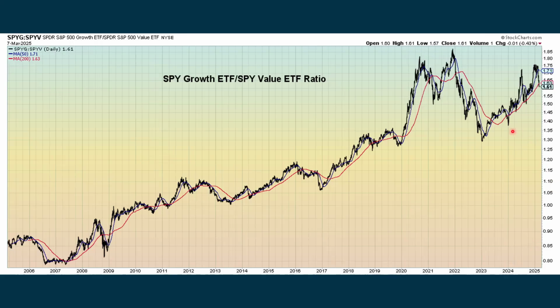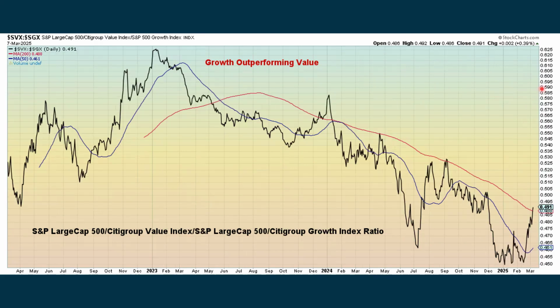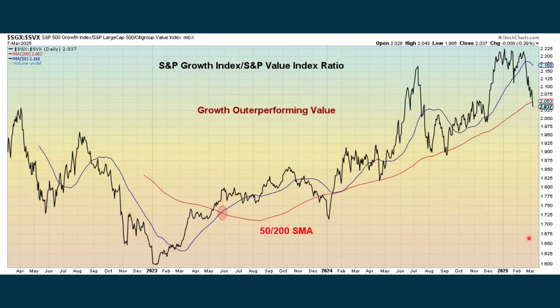Another look here showing how growth has been strong, but pulling back. And then another inverted chart, how value was underperforming, but showing some strength. And then looking here again at growth, where it's been showing some recent weakness lately. So we're just watching this because this can change the overall tone of the market.